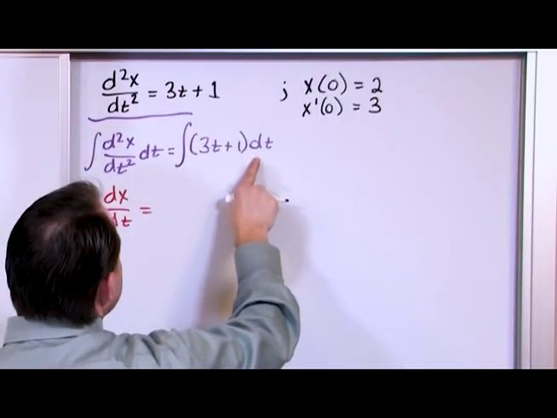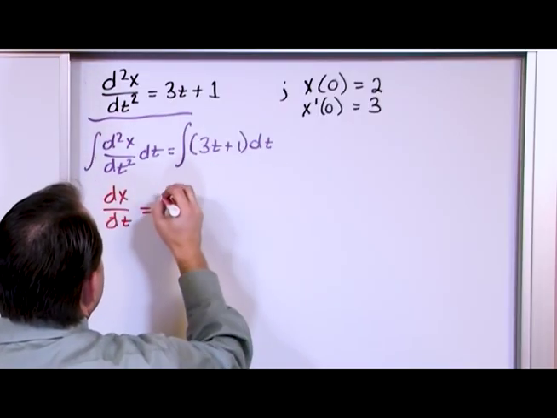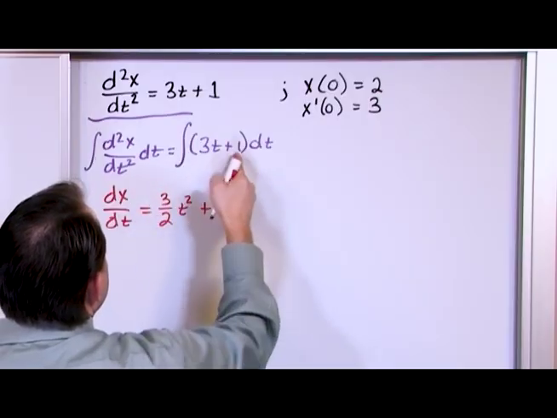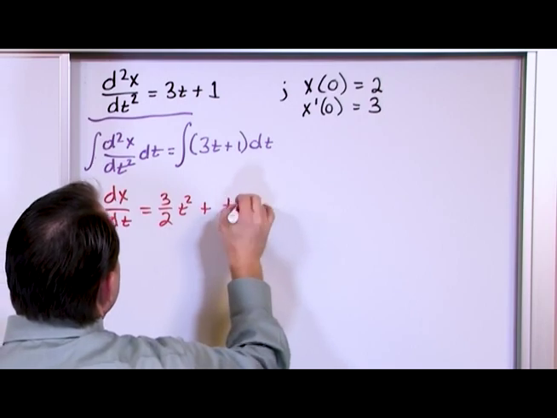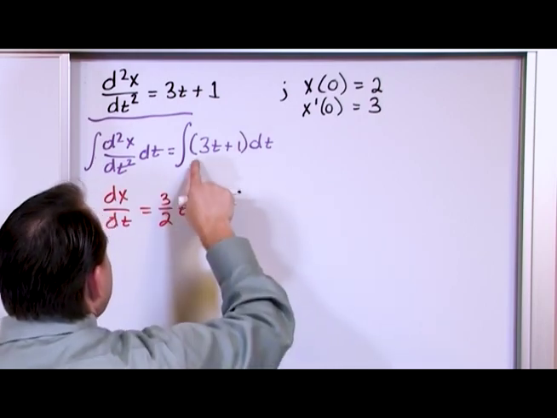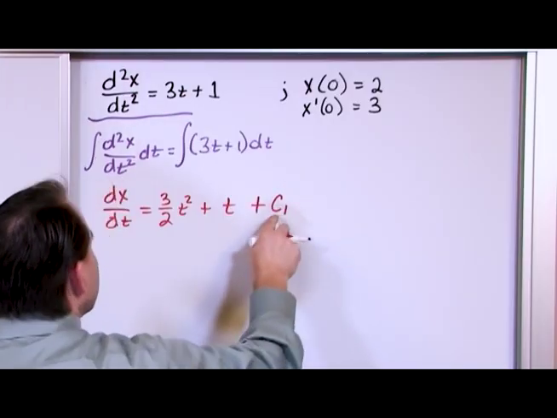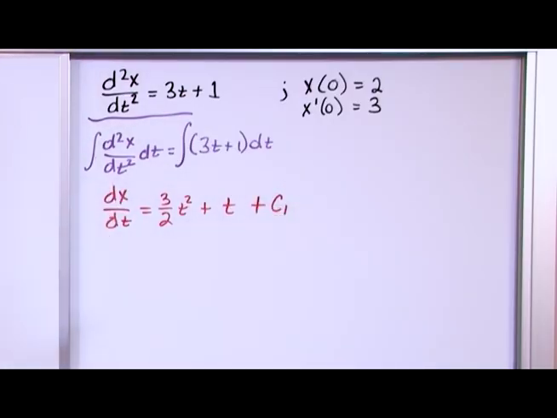And on the right-hand side, I'm going to take this simple integral. So it's going to be 3/2 t squared plus an integral of 1 is just going to be t. And since I'm doing an indefinite integral, I'm going to have a constant of integration. I'm going to label it c sub 1 because I know from previous experience that I'm going to integrate it again in a second. I'm going to have a c sub 2.